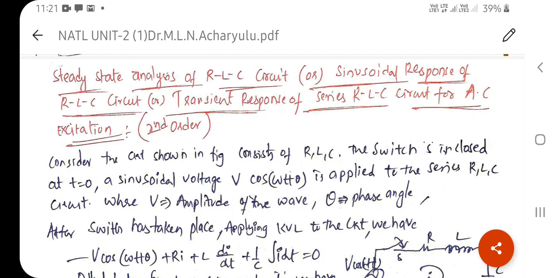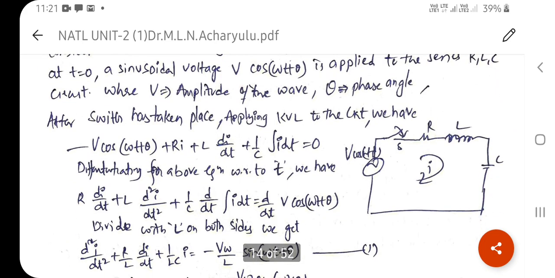Now we are going to talk about the subsequent topic: the steady state analysis of the RLC circuit, which is the sinusoidal response of the RLC circuit and the transient response of the RLC circuit for an AC excitation, which is a second order circuit with a second order differential equation. Just observe that this is a series RLC circuit.